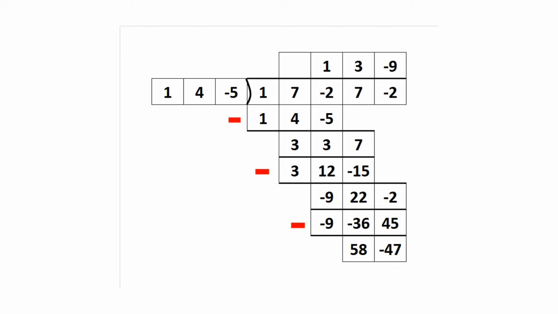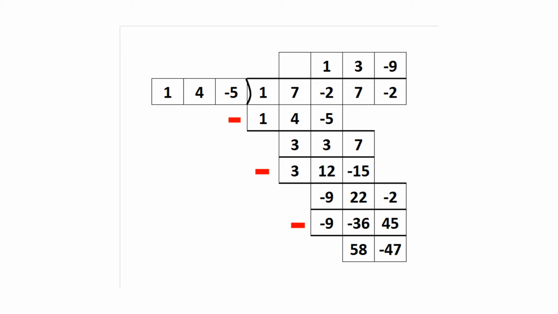We ask ourselves the question, what times 1 gives us 3? 3. 3 is our next digit in the quotient. Okay, 3 times 1, 4, negative 5. We would get 3, 12, negative 15. We will subtract. So I'm going to apply the negative and add. So we have 3 minus 3, that's 0. That's what we wanted. And then we have 3 and a negative 12, that's negative 9. We're going to have the negative 15, that's 15, and 7, and that's 22. We bring down the negative 2.